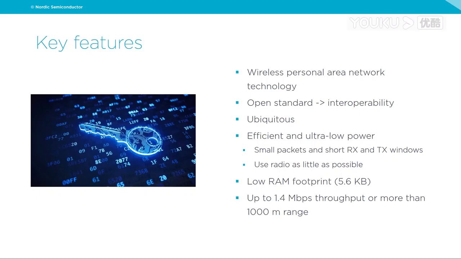It's a very efficient and ultra-low power protocol, meaning that you have very small packets and you have short RX and TX windows. So your device can sleep as much as possible, using the radio as little as possible. It has a very low RAM footprint. Here I have an example of 5.6 kilobytes, and this is with our protocol stack. And it's very flexible, so you can have up to 1.4 megabit per second throughput and more than 1000 meter range, depending on how you configure it.